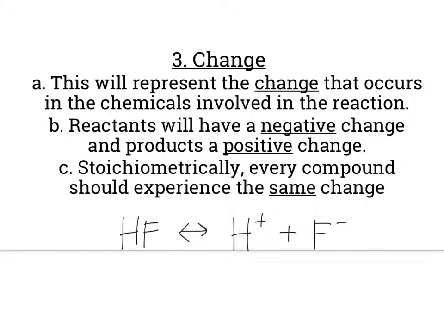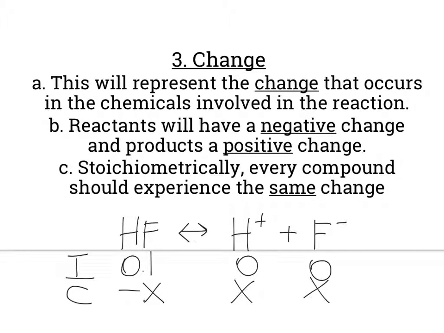Stoichiometrically, every compound should experience the same change. So if our initial is back at the previous one, typically we won't know our change, so we put an X. However, whatever numbers are here should all be the same according to the coefficients. For example, if somehow I balanced and got a 2 up here, this should be a 2x. Or if this is a 3, 3x.